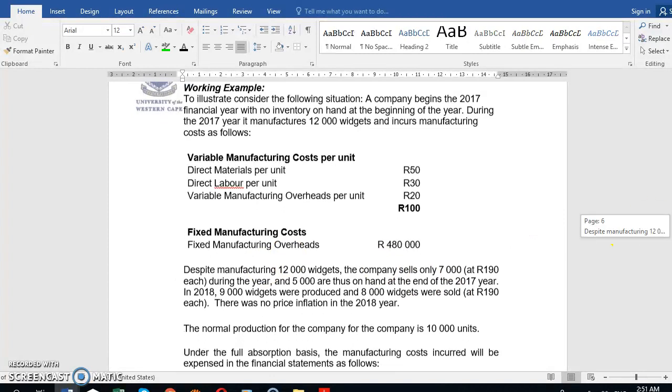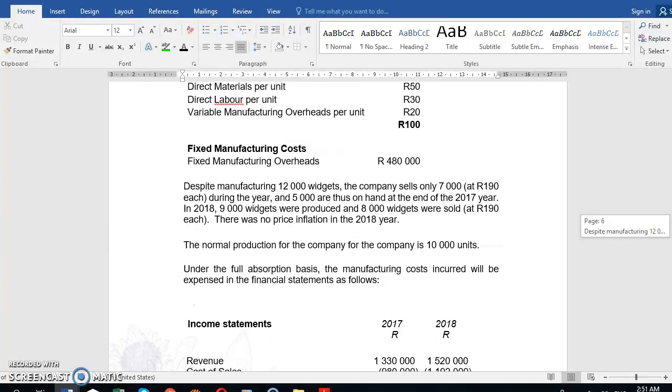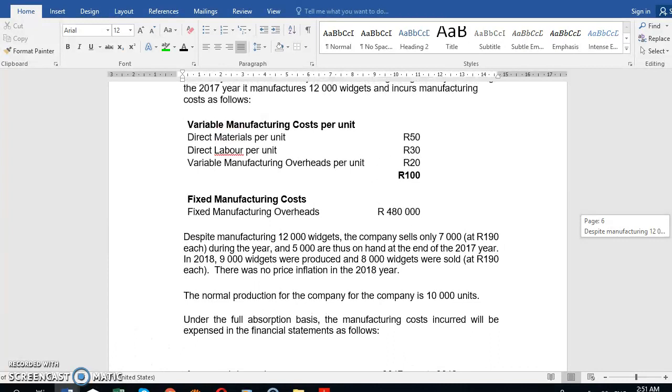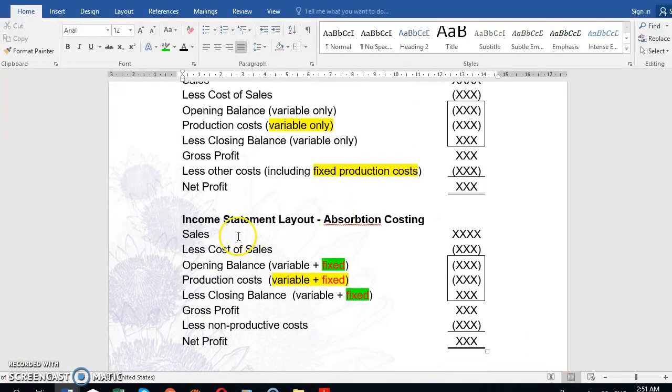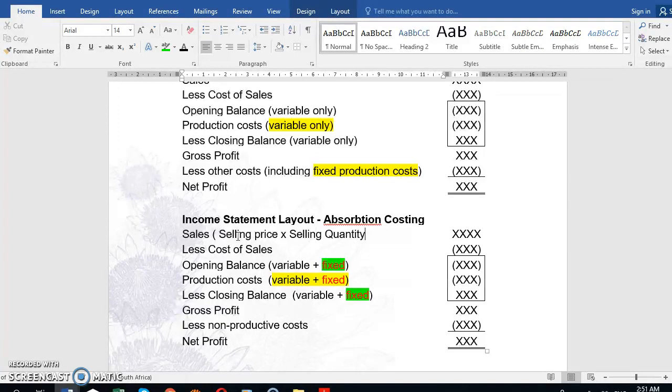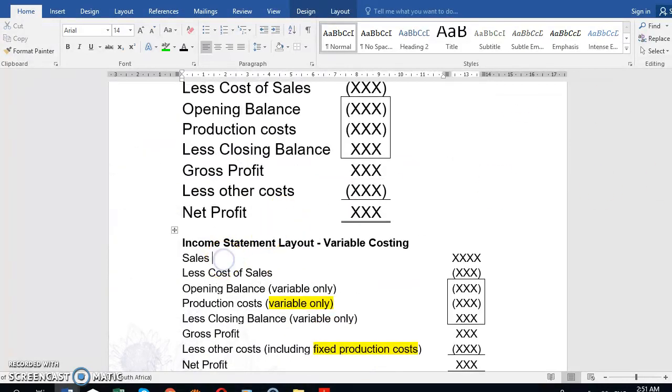Alright, so let's quickly do the absorption costing income statement. So just to remind you what absorption costing income statement will look like, we have sales, and sales is effectively your selling price times your selling quantity. And that's the same whether you're doing absorption or variable, it doesn't change. So whether you're doing absorption or variable, sales is selling price times selling quantity.